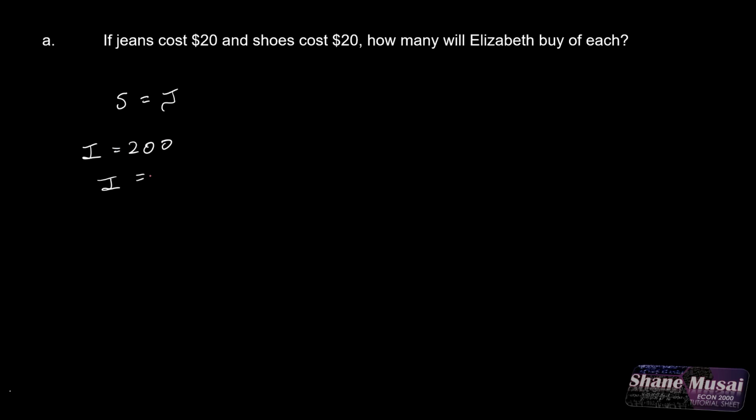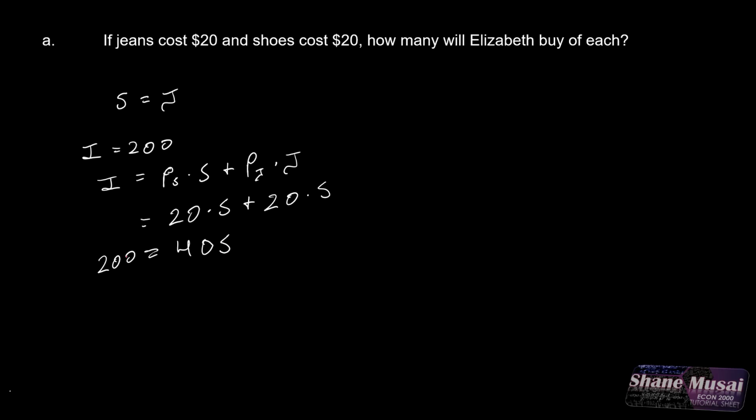The budget constraint is given by this equation, where income is equal to the price of shoes times the number of shoes she buys, plus the price of jeans times the number of jeans she buys. We know the price of shoes is $20, so this is $20 times S, plus the price of jeans, which is $20, times J, but we know that J is equal to S. So we can just say 20 times S, so this is equal to 40S, and we know her income is 200. So we can say $200 is equal to 40 times the number of shoes or jeans that she buys.